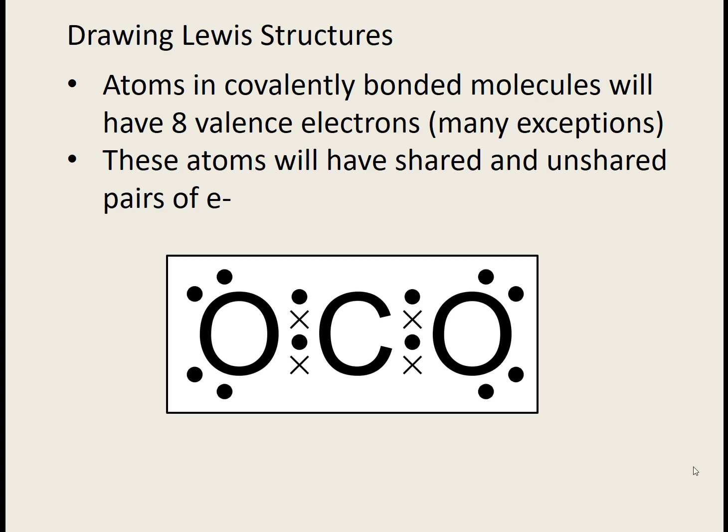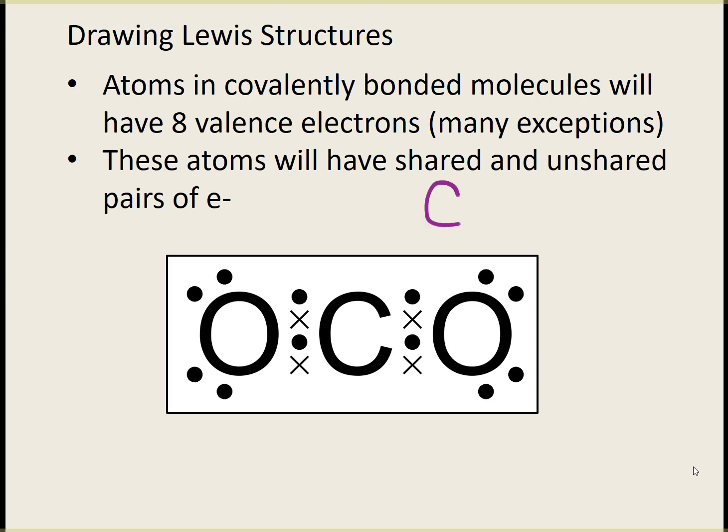Drawing Lewis structures. Atoms in covalently bonded molecules will have 8 valence electrons. And this is called the octet rule. And there are very many exceptions, but we should always try to satisfy the octet rule. These atoms will have shared and unshared pairs of electrons. So the electrons get paired up. Always try to put them in groups of 2.